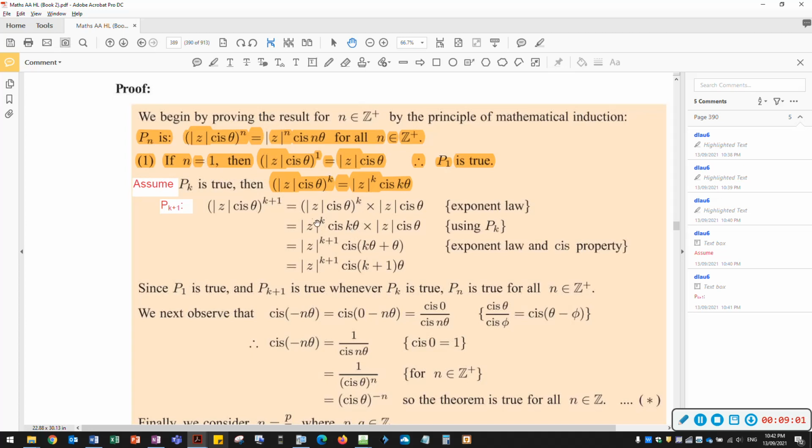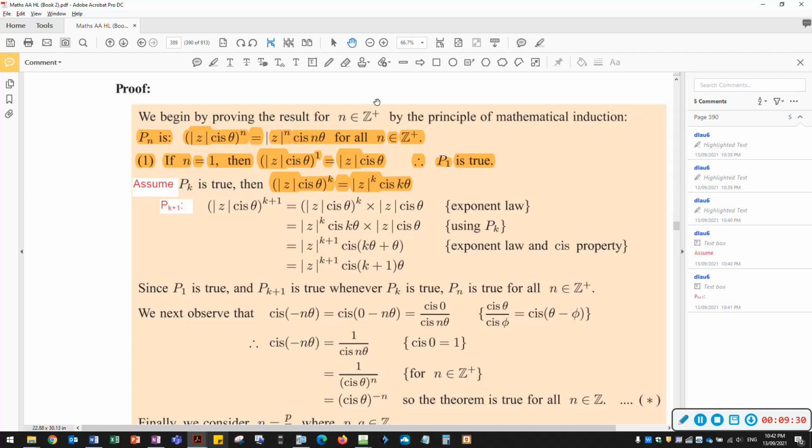But when you multiply, the moduli multiply. So that's why you can see the z is raised to the k plus 1. And then over here, the arguments are added. And then they factorize by theta. So you now see you've got k plus 1 lots of theta. And this is literally the right-hand side of de Moivre's theorem, where you're substituting k plus 1 for the n. So now you can conclude it equals the right-hand side.